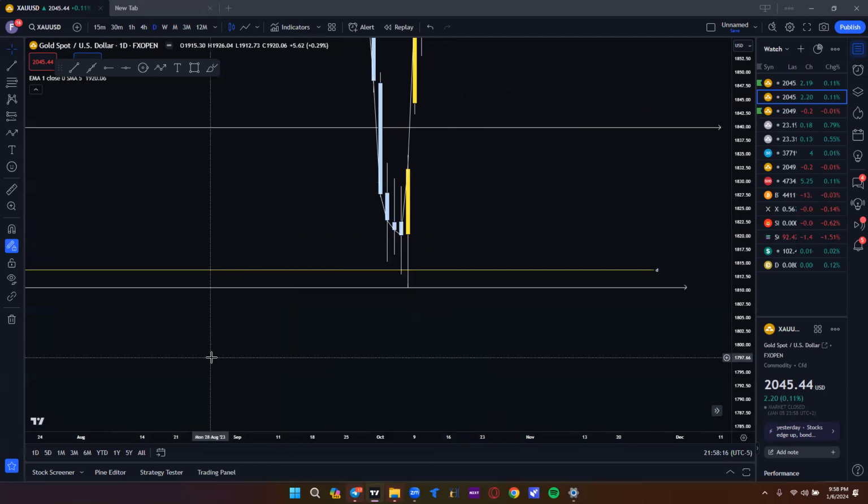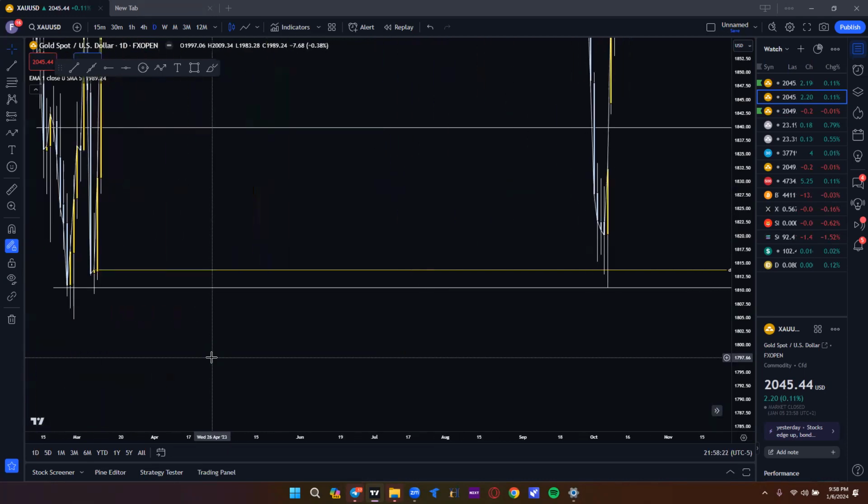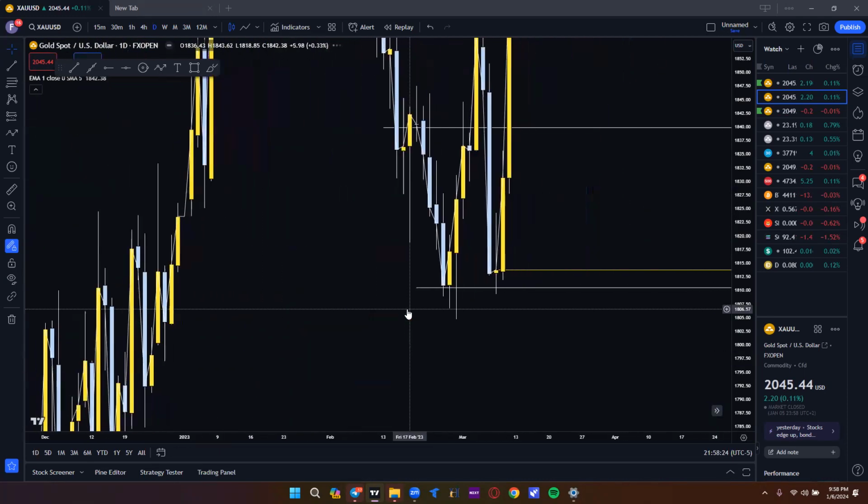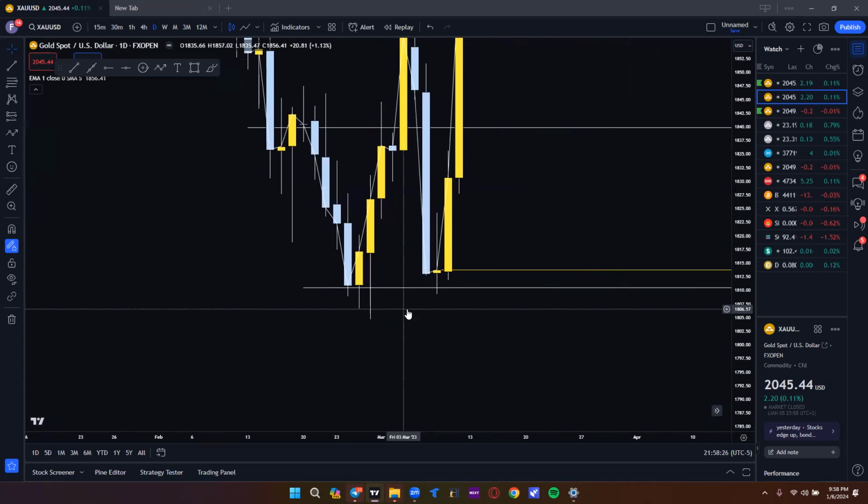Bro, I have one doubt with that decision level. Sure, go ahead. Can you just go back to the left where we marked the level? Yeah. So how is this a decision level? It broke nothing on the left side, right? Yes, it did. It closed above this level here. Oh, okay, okay. You were waiting for this close. Okay, so yeah.